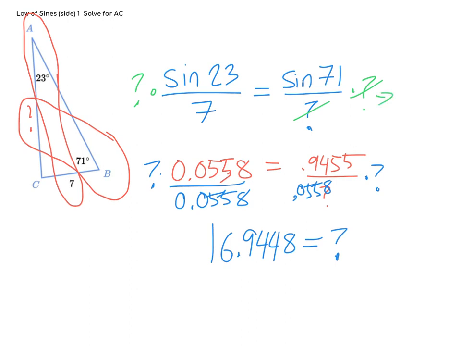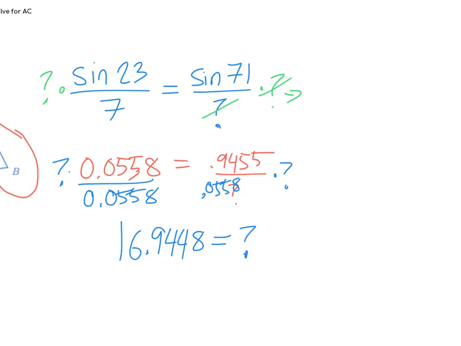And when I do that, let me just move this out of the way a little bit. We end up getting sine of 71 times 7. And I'm going to divide both sides by sine of 23. And that's equal to question mark.